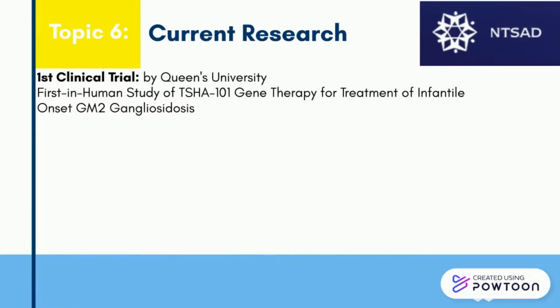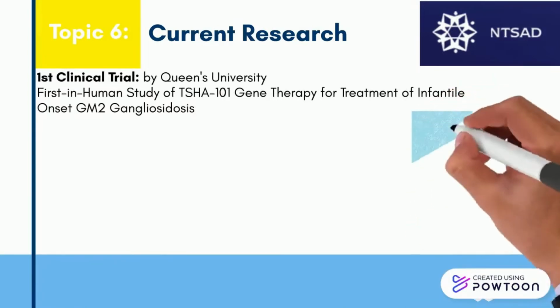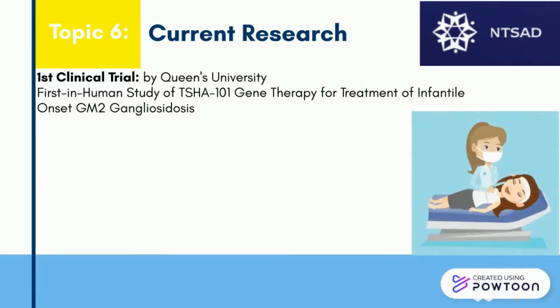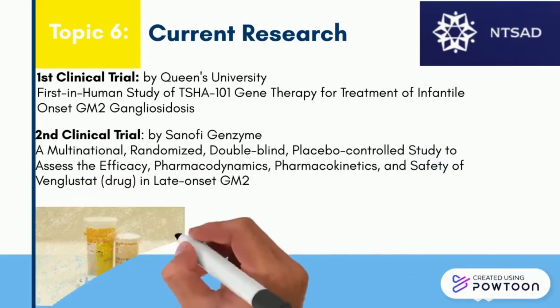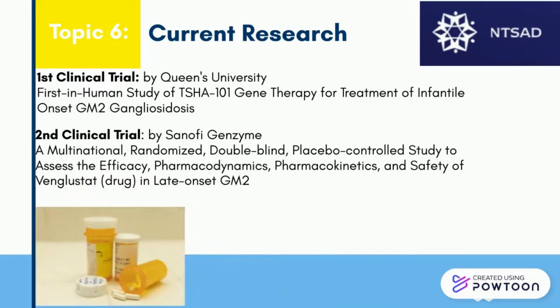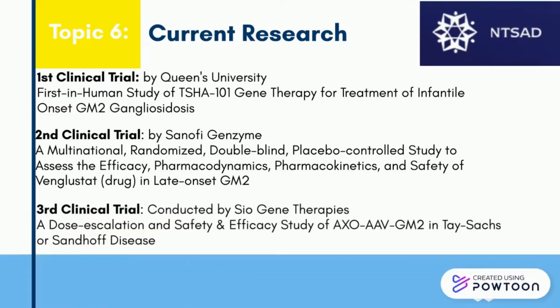TSHA-101 is an adeno-associated virus 9 viral vector containing HEXA and HEXB genes to be administered via intrathecal injection. The second clinical trial is being done by Sanofi Genzyme. Basically, it is to assess whether the drug venglustat is efficient for treating GM2 gangliosidosis and other related diseases. And a third clinical trial is being administered by Axovant Gene Therapies.